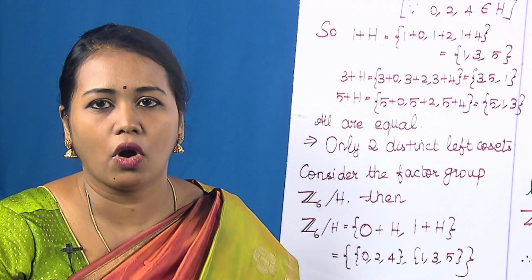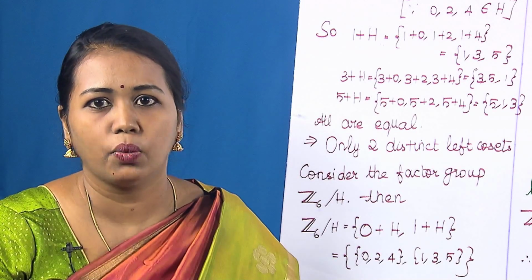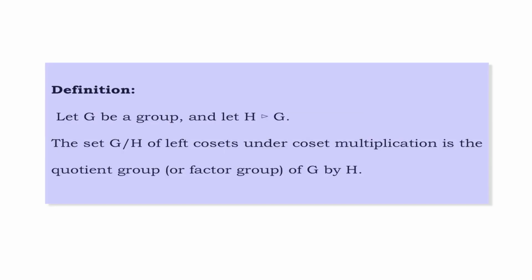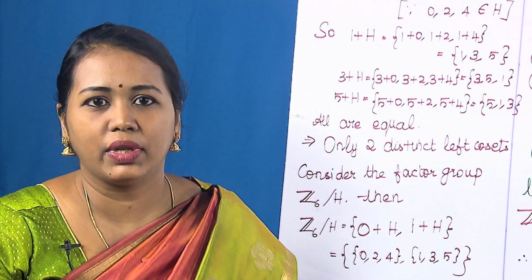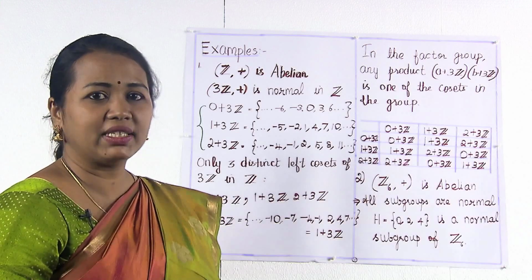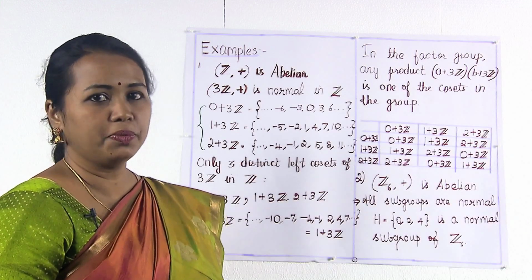By combining normal subgroup and cosets, we can define a quotient group. The definition is: let G be a group and let H be a normal subgroup of G. The set G/H of left cosets under coset multiplication is the quotient group or factor group of G by H. The upcoming examples will give more clarification to you. Now we shall see some examples of quotient groups.